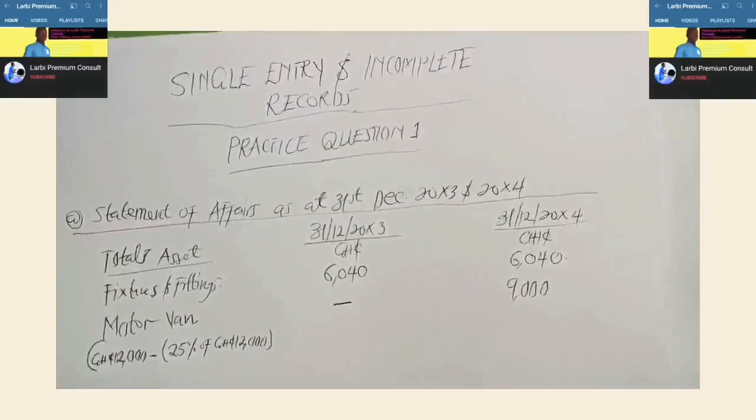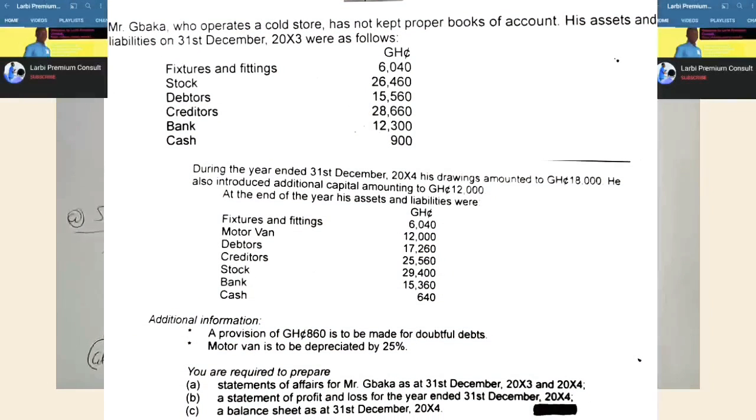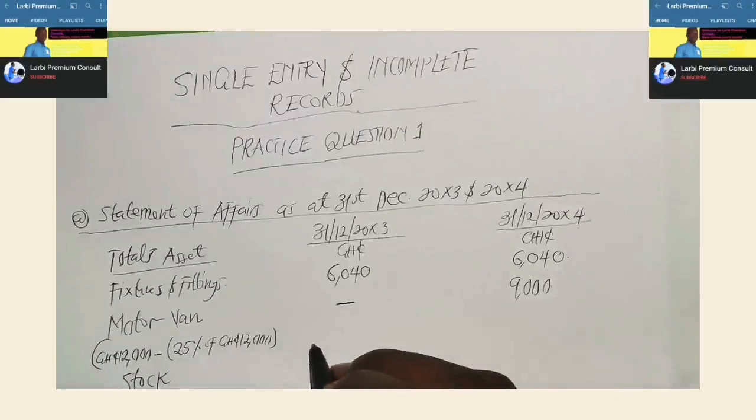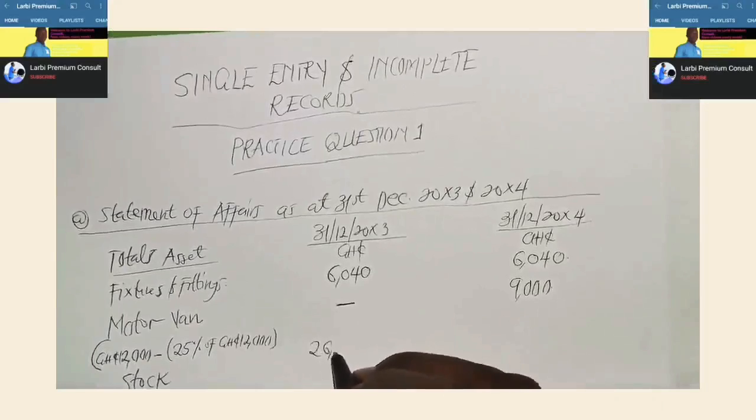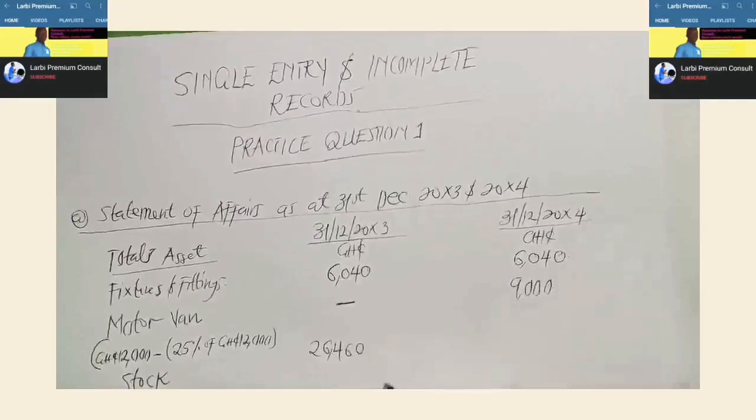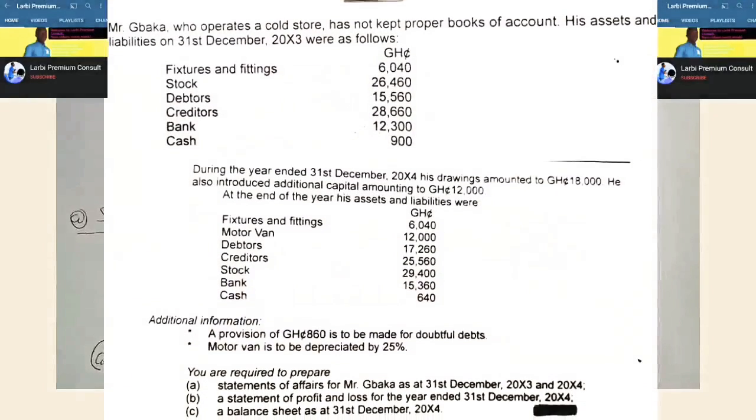All right, good. So after the motor van, do you have any other non-current assets? In that case, no. So we continue with our current item, which is what? Stock. Continue with stock. Were there any stock as at the beginning of the period? Yes, we're having a stock of 26,460. So you're going to record stock 26,460.